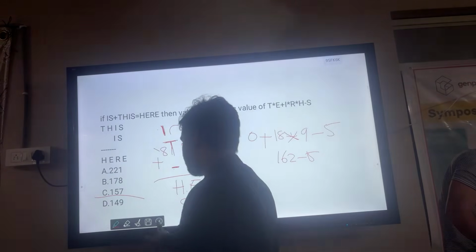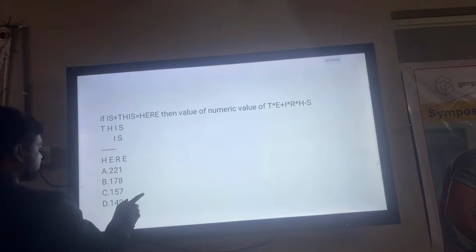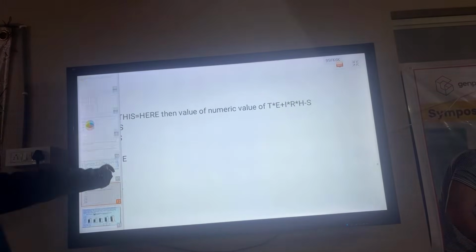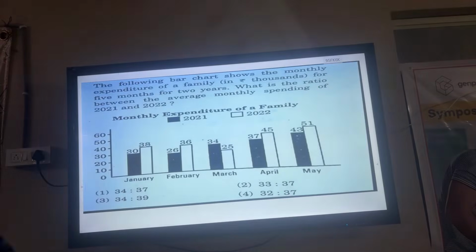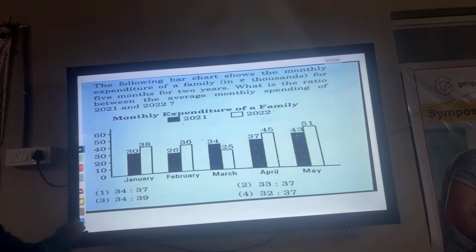One more. Can you answer the next question? This is again related to data interpretation.